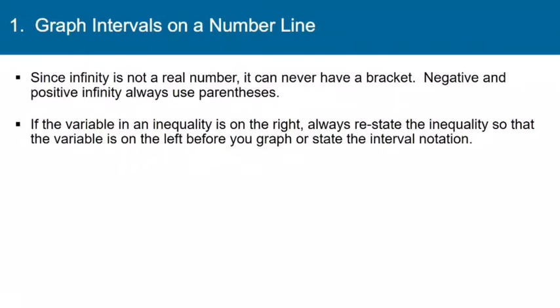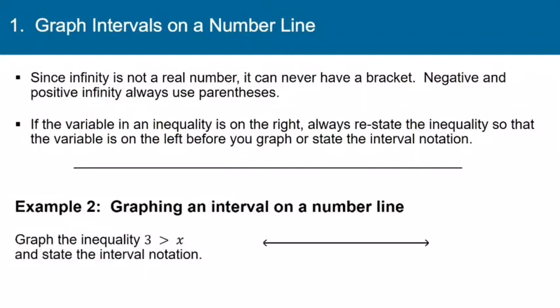It's a source of a lot of confusion that students just look at the symbol and they don't think about where the variable is. But it's very important that the variable is on the left before you try to figure out which end of the number line you need to shade. So here's an example for us. We want to graph the inequality 3 is greater than x. Now if you just look at the greater than, you might be tempted to shade to the right. But notice that this inequality is backwards from the other inequalities that we've dealt with.